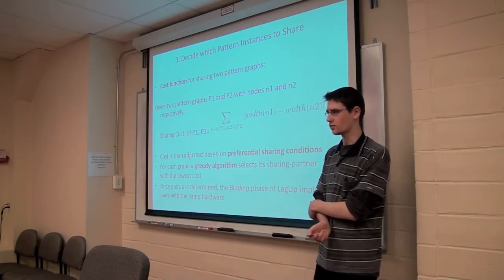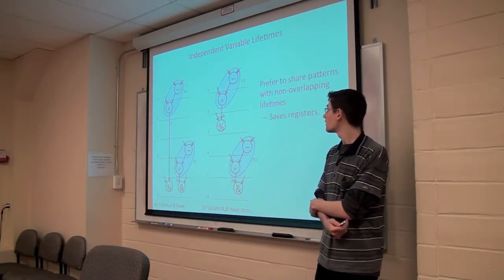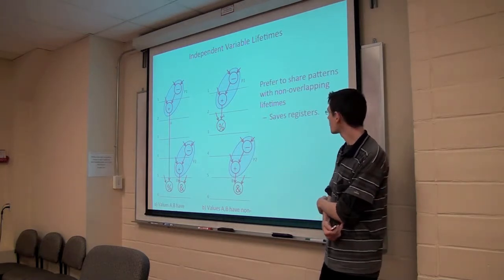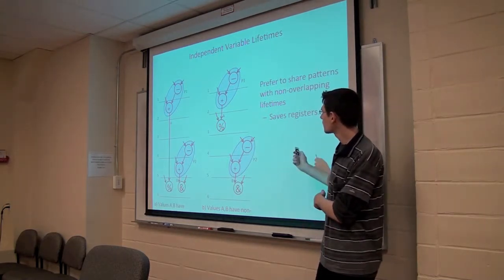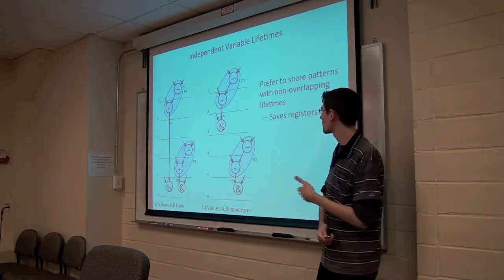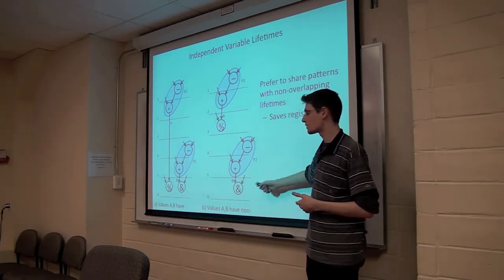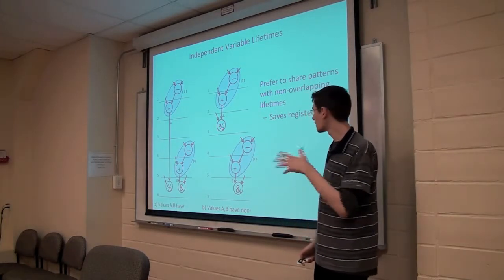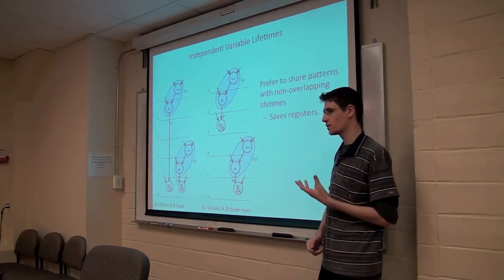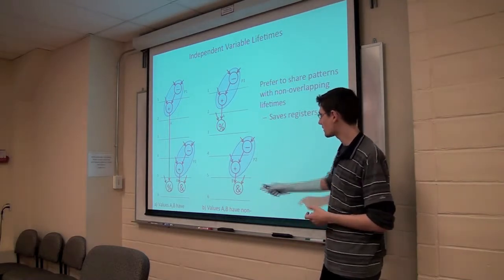So I mentioned that there are certain preferential sharing conditions which we use to adjust our cost function. There is one of these which I'll talk about now, which allows you to save registers. So let's say that we have these two graphs. What I've shown here, the horizontal lines represent registers and the numbers represent clock cycles. LEGO creates a finite state machine, and so what I'm showing here is that for a certain graph, the specific clock cycles where its variables are live. What I'm showing here is that if you have two graphs whose variables have non-overlapping lifetimes, and you share those patterns, then you can save registers.